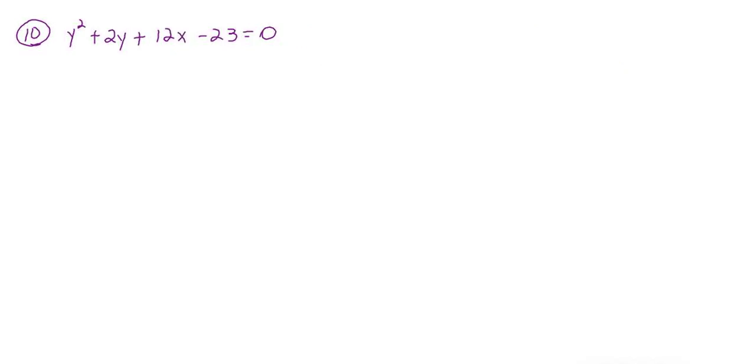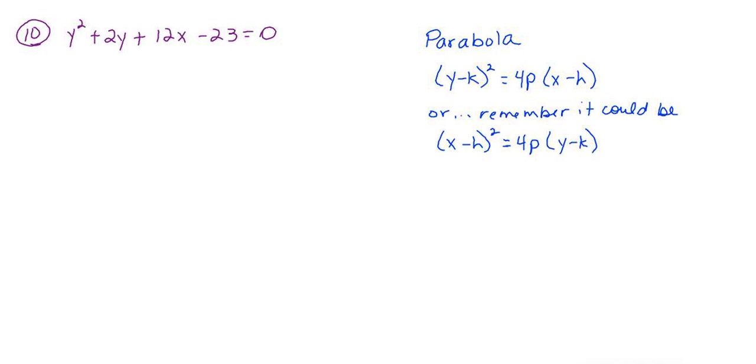And that brings me to our last example. y squared plus 2y plus 12x minus 23 equals 0. And I notice that there's only one square term. There's a y squared, but there is no x squared. That makes it a parabola. That means I need it in one of these forms. Of course, it's the y term that's squared, so it's really that first form that I'm going for.